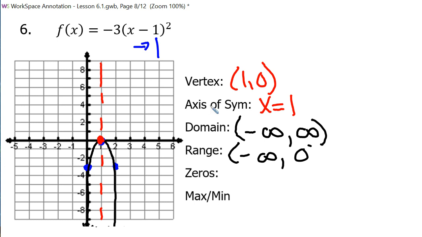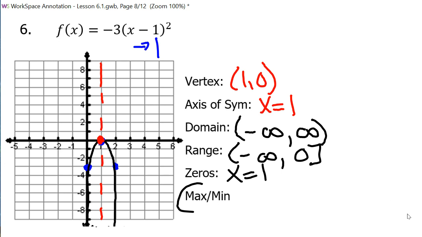What does the word zeros mean? X-intercept. So what is the x-intercept? X equals 1. Now this time, look at your vertex. Is it the highest point on the parabola or is it the lowest point? So if it's the highest point, is it the maximum or minimum? Maximum. If the parabola points down, that vertex is the maximum.